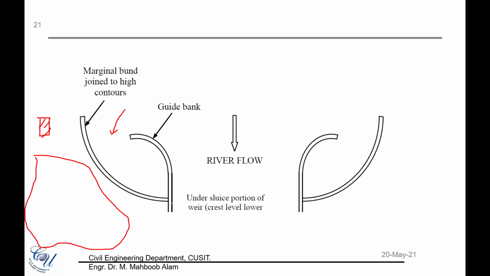As I said, this can be installed depending upon the condition. It can be either on one side of the river or on both sides of the river. It can be installed here. So these marginal bunds are basically for the protective purposes of the areas which are beyond the boundaries of the river.